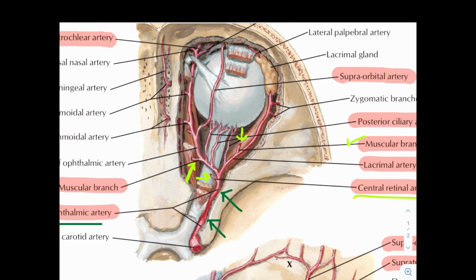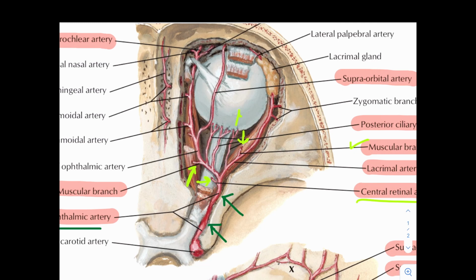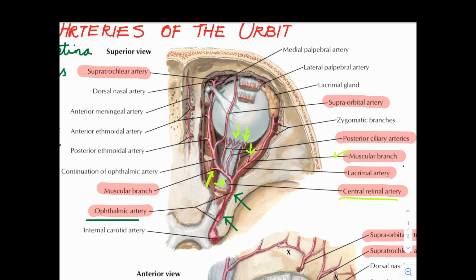The ciliary arteries can be divided into anterior and posterior groups. This is the posterior group of ciliary arteries. The posterior group of ciliary arteries enters the eyeball near the optic nerve, while the anterior group of ciliary arteries enters the eyeball near the corneoscleral junction.